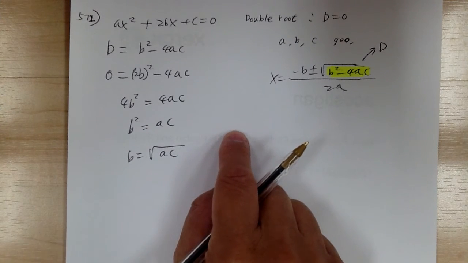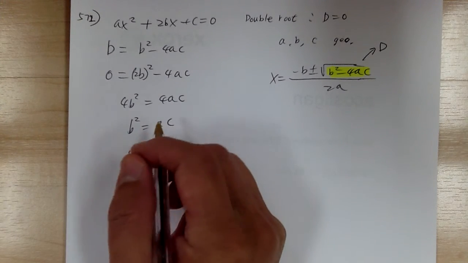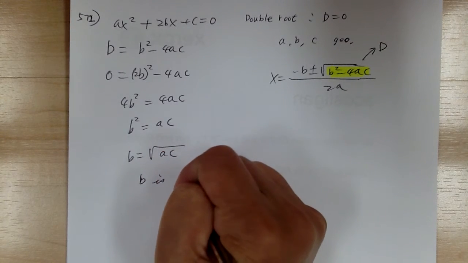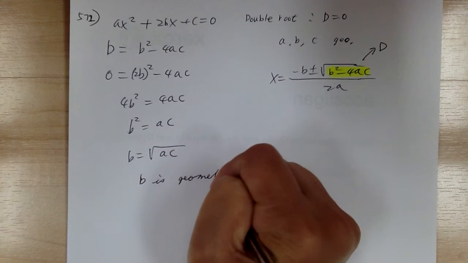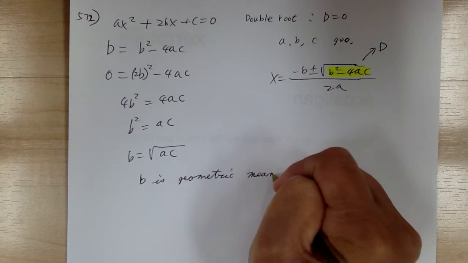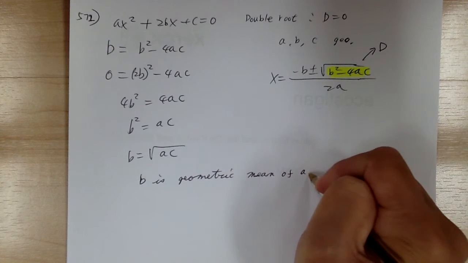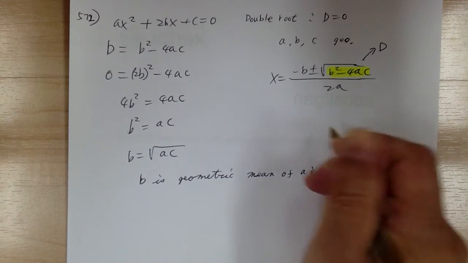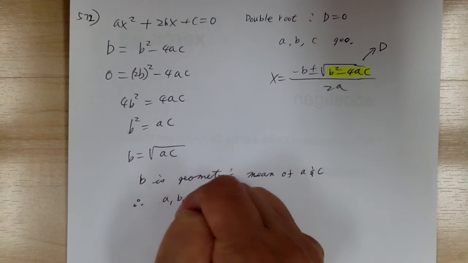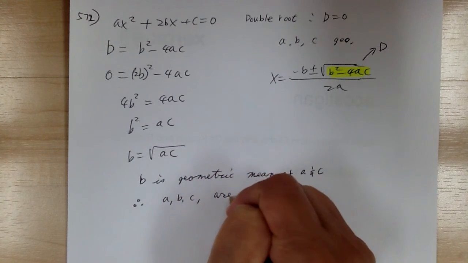Okay. So again, B is the geometric mean of A and C. So therefore, A, B, C are geometric.